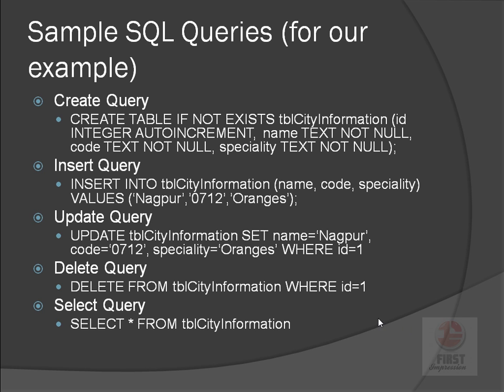So where the ID would have been 1, you have to select all the records. Over here we are saying select star from TBL information. This indicates it will select all the fields for all the records in the table TBL information. I hope the queries are clear to you.